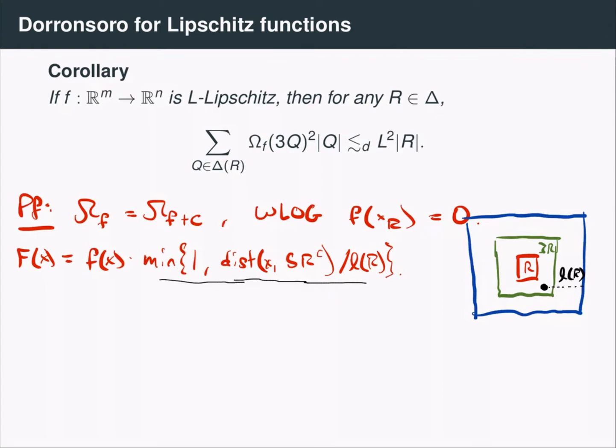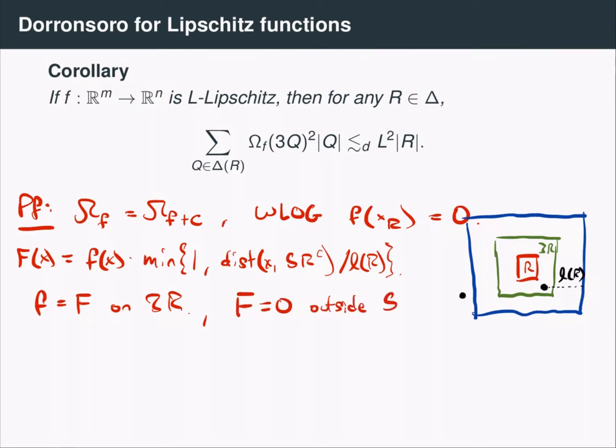And so that means that this minimum is going to be equal to 1, which implies that on the cube 3R, we see that little f is equal to big F on 3R. And then moreover, if I have a point outside this cube, now this distance here is going to be 0. And so this function now is supported. So big F is equal to 0 outside 5R.